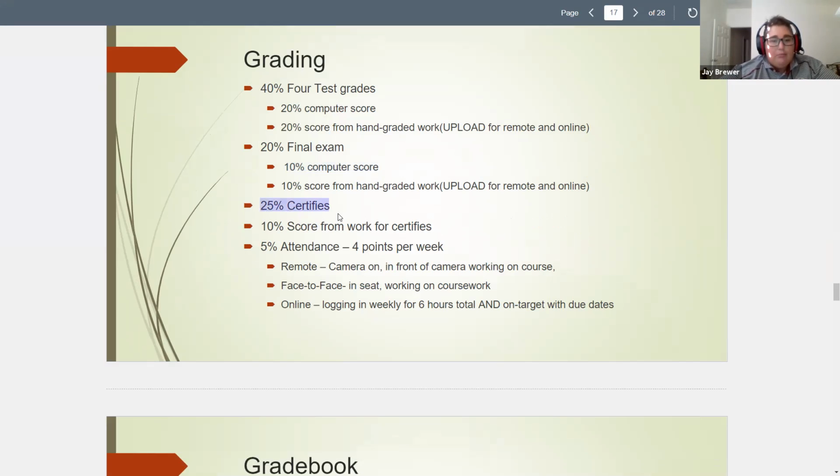25% of your grade comes from the certifies. And again, remember that's from the learn, practice, and certify. So you have to certify in everything that you're going to be working in. 10% comes from the work. 5% attendance, which works out to be about 4 points per week.